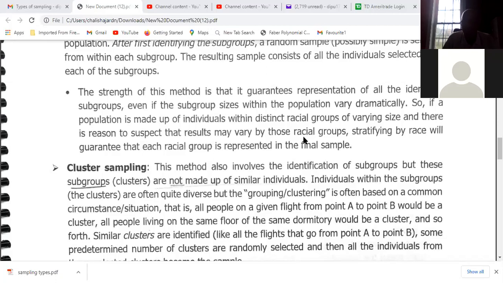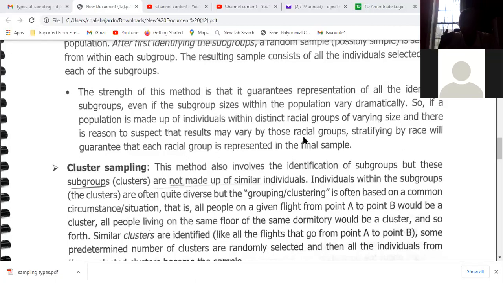Individuals within the subgroups or clusters are often quite diverse, but the grouping, clustering, is often based on common circumstances or situation. That is, all the people on a given flight from point A to point B would be a cluster. All the people traveling are the cluster. All people living on the same floor of the same dormitory would be a cluster, right? You see, all people are flying from point A to point B. Some of them could be doctors, some engineers, some teachers. So you have a mixture of people, right?